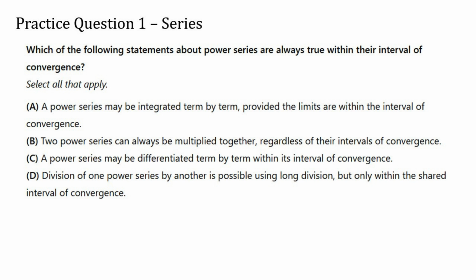A power series may be integrated term by term, provided that the limits are within the interval of convergence. B. Two power series can always be multiplied together, regardless of their intervals of convergence. C. A power series may be differentiated term by term within its interval of convergence. D. Division of one power series by another is possible using long division, but only within the shared interval of convergence.